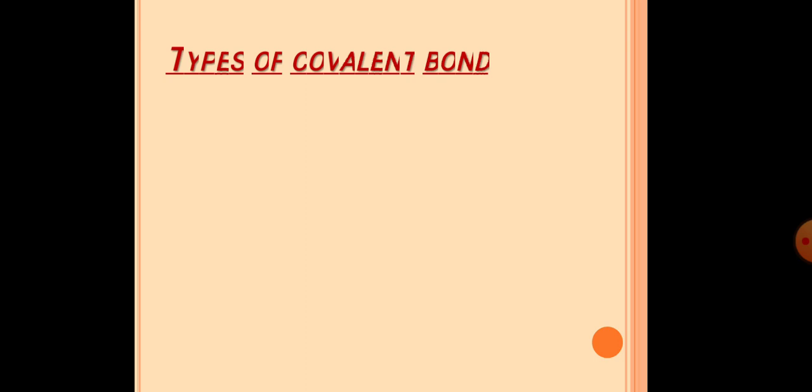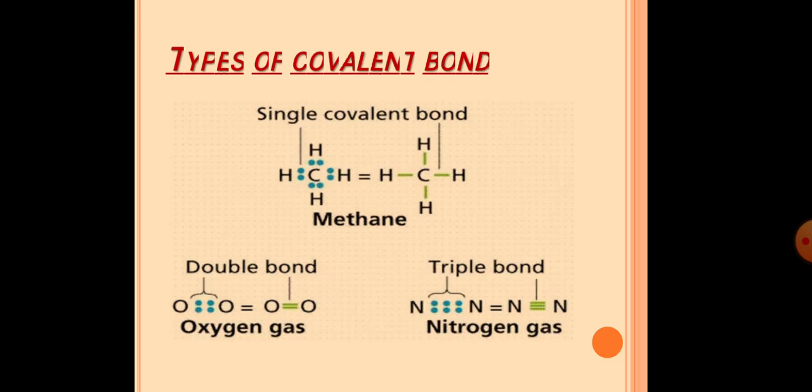Now let us go to the next one. What are the different types of covalent bond? There are 3 different types of covalent bond: single covalent bond, double covalent bond and triple covalent bond. A single covalent bond is formed by the sharing of one pair of electrons.